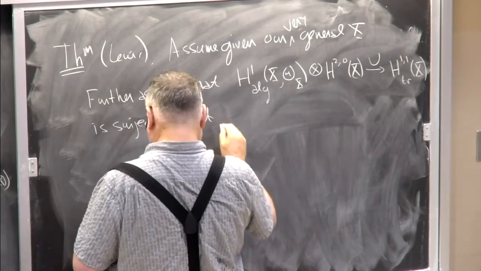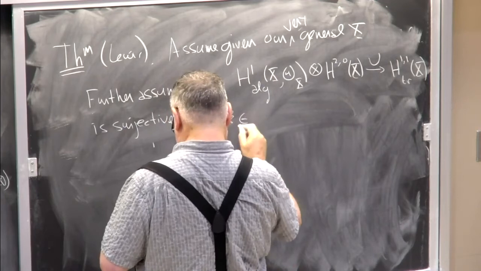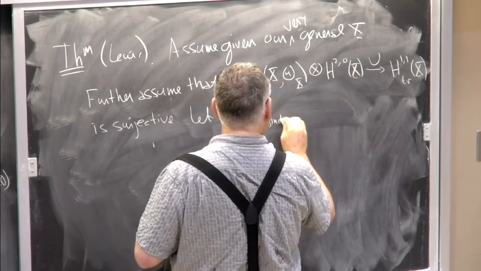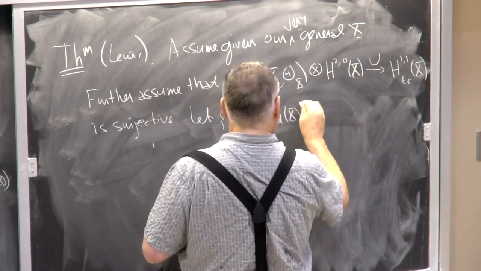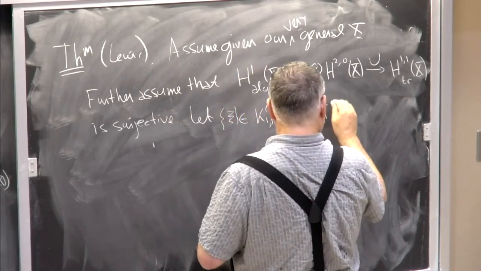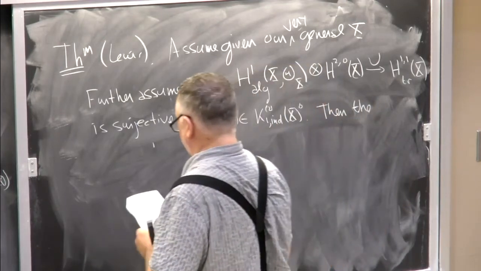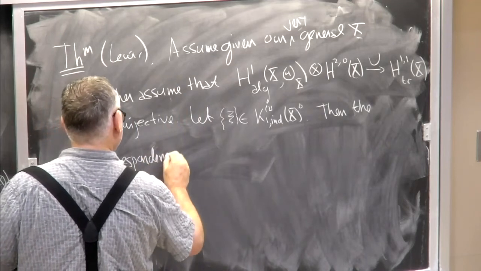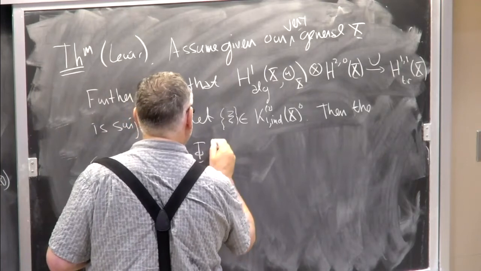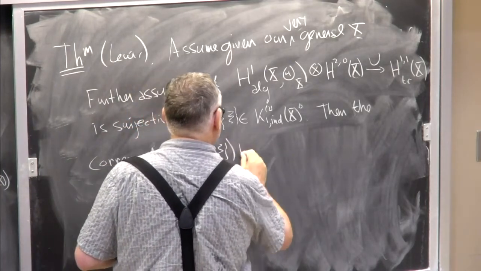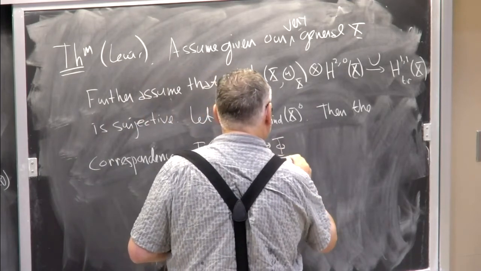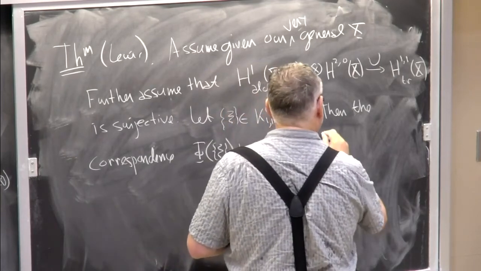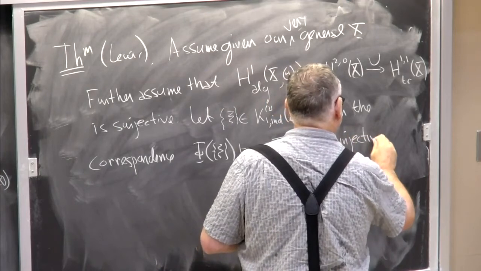So we're going to let Z belong to a one decomposable at two X naught. Then the correspondence P of C to bar C is injective. Okay.